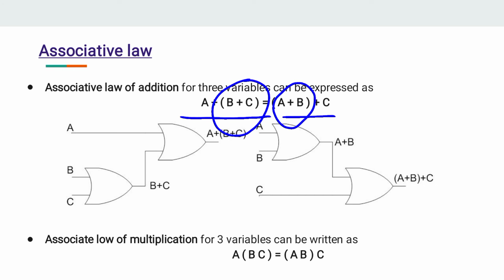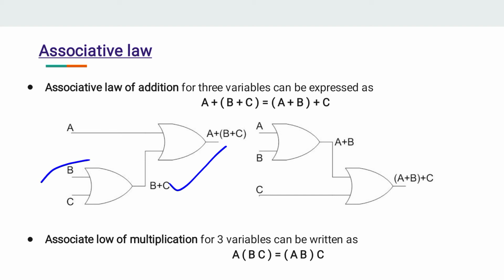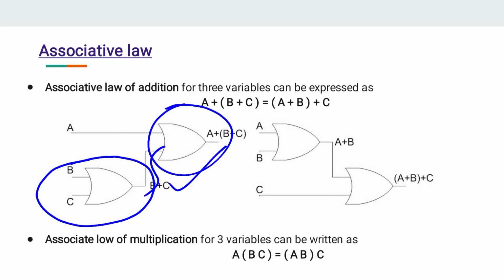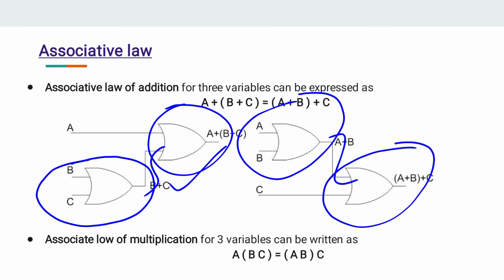So according to this, we have the logic circuit. You can first add the B and C inputs, then whatever output you get, add with A. The result will be the same as first adding A and B, then the output is given to the next gate.